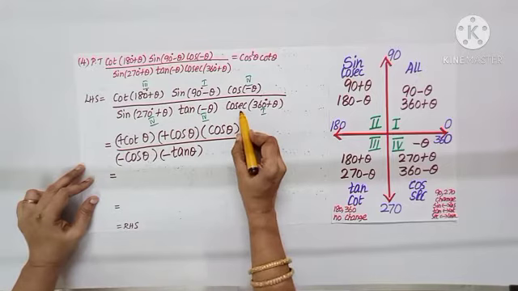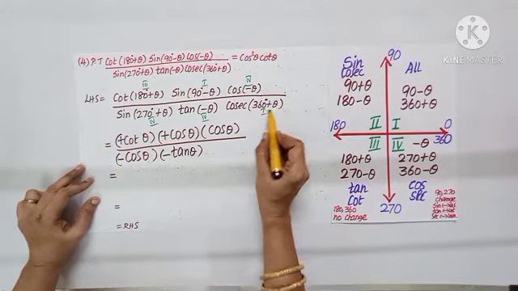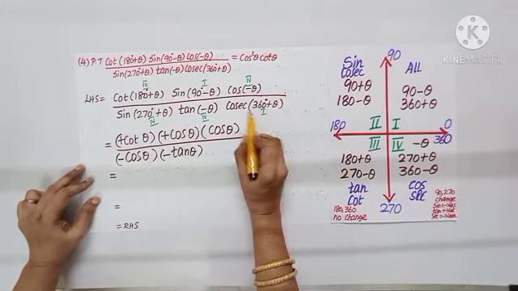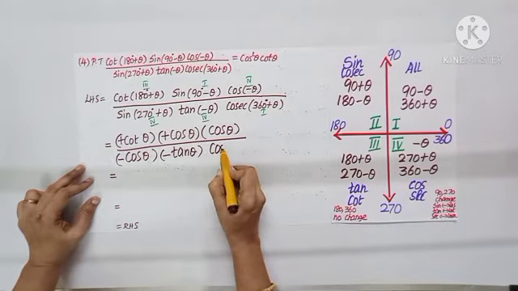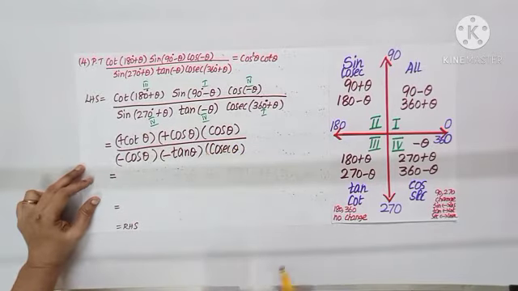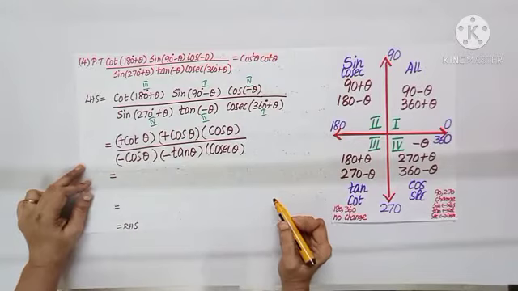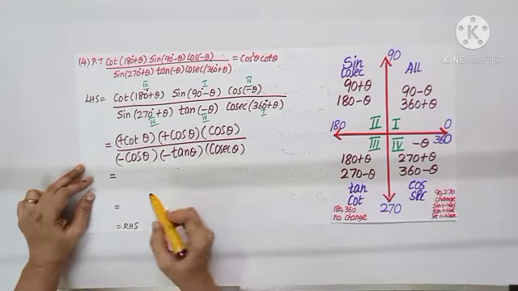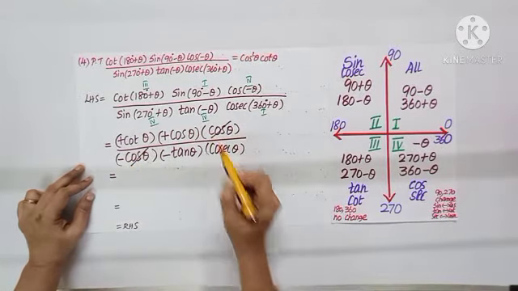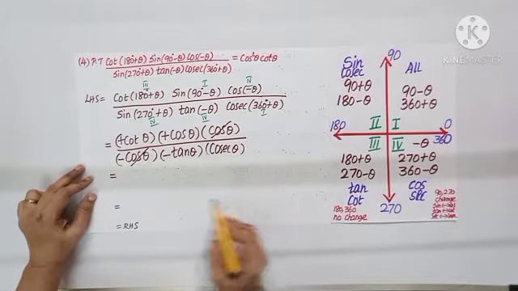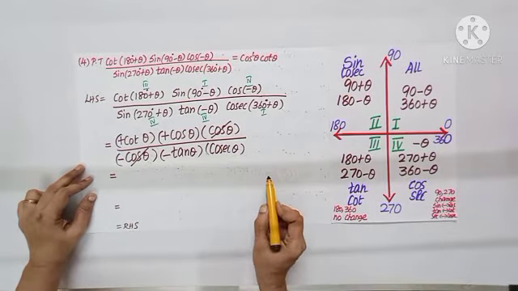Cosecant 360 plus theta. First quadrant. No change. Write cosecant theta. Now, to arrive at the RHS, see what all gets cancelled. Cos theta we can cancel, and the remaining let us simplify.